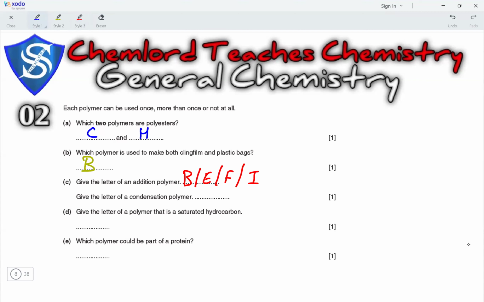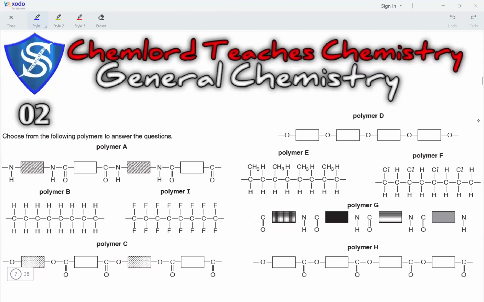So that would make A, C, D, G, and H as condensation polymers. Let's look at these structures. As we can see, A is a polyamide, C is a polyester, D is a polysaccharide, G is a polyamide, and H is a polyester.